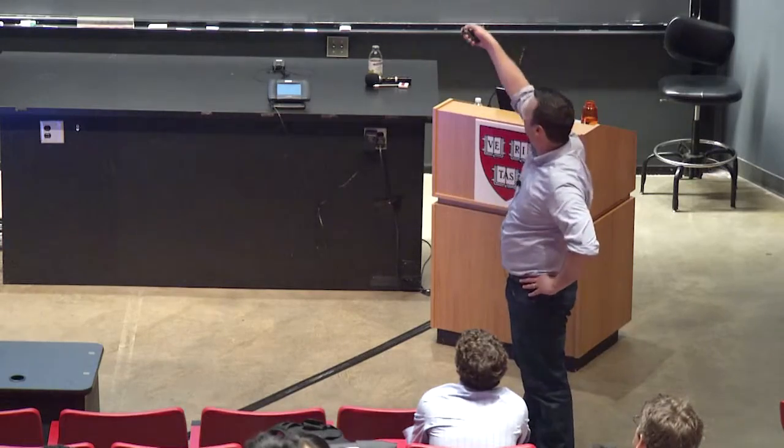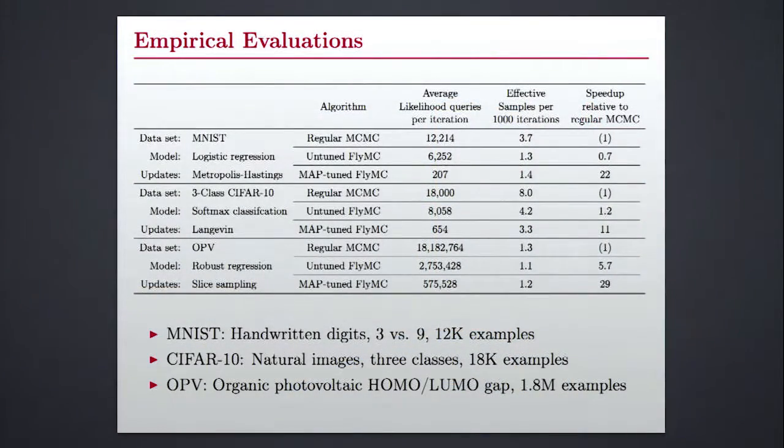So this is a little set of problems to look at mixing and look at the effect of tuning the tightness of the bound. This is a couple of little image classification problems, as well as looking at these organic photovoltaics that we talked to the chemists about. In the top case, we're doing a simple MH type update. In this second case here of a 3-class classification, we're using Langevin dynamics.